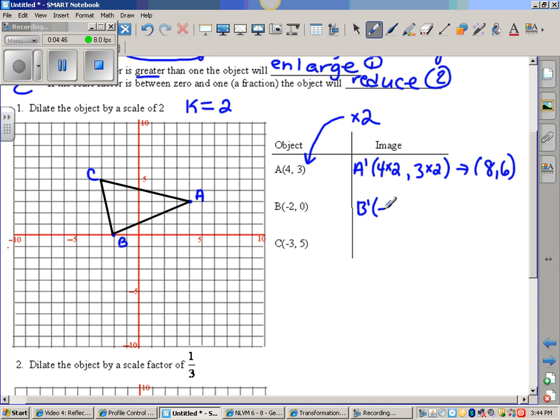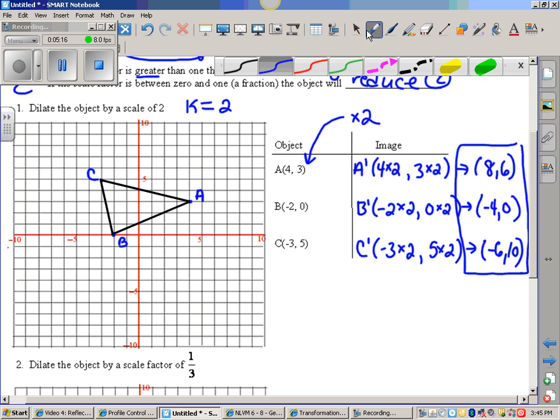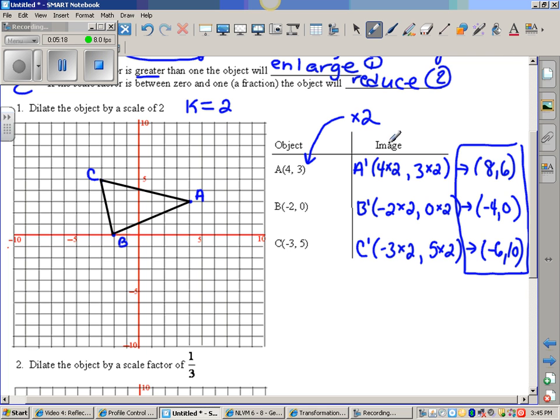B prime was -2, 0. I multiply both by my scale factor of 2, which gives me -4, 0. And C prime was -3, 5. That new coordinate is -6, 10. Showing your work is great, but these are the coordinates right here that we're actually going to plot. So I'm going to change my color quick, and I'm going to start graphing.